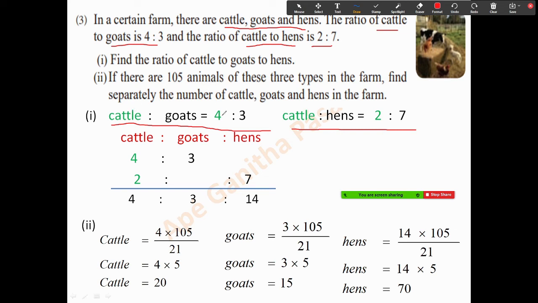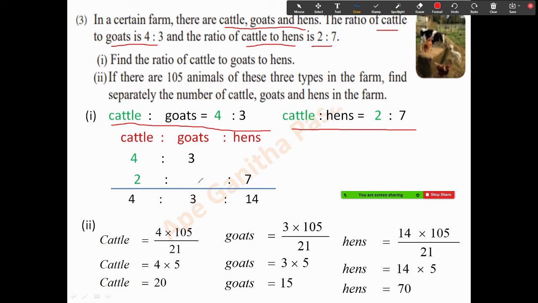Cattle 4 here, cattle 2 here. You have to get the LCM of 4 and 2. The LCM of 4 and 2 is 4, so you have to make 4. First I will write here cattle to goats, 4 to 3. Second one, cattle to hens, 2 to 7. Cattle 2, so below cattle write 2. Hens 7, so here write 7.